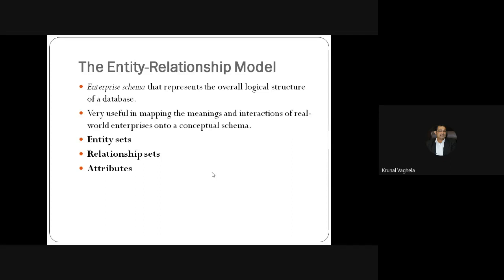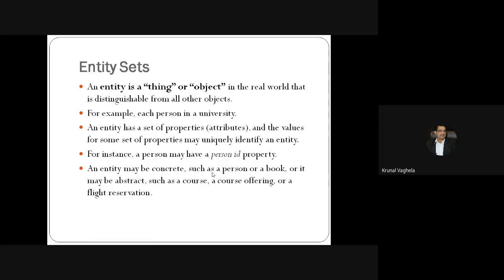This is very simple. Let me clear it. An entity set is nothing but the table which you are making. Table is what we call it in the relational database model, and attribute is column. Column is what we call it in the relational data model. Here we will call it an attribute. Now let's see what is an entity set.